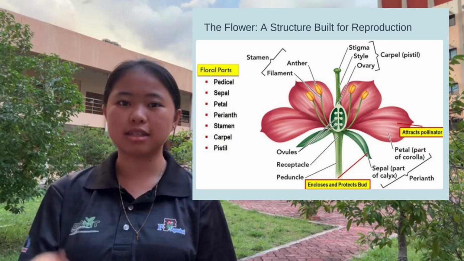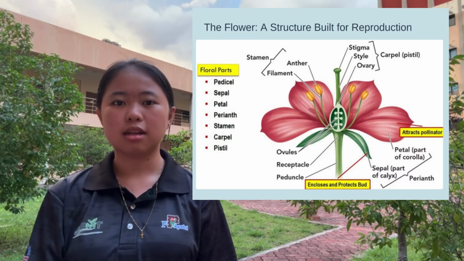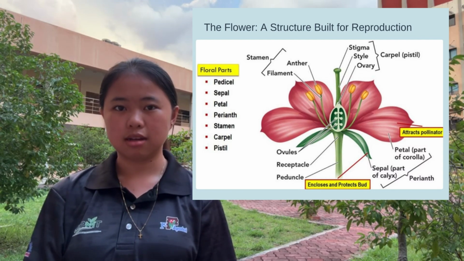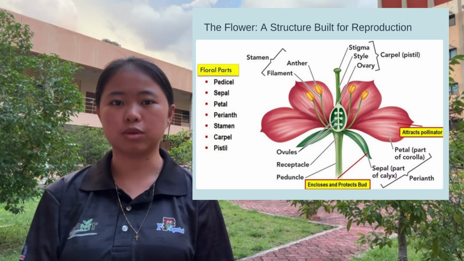The second one is the gynoecium. This is the female core, or pistil. It includes a sticky stigma, an elongated style, and a base ovary housing the ovules.